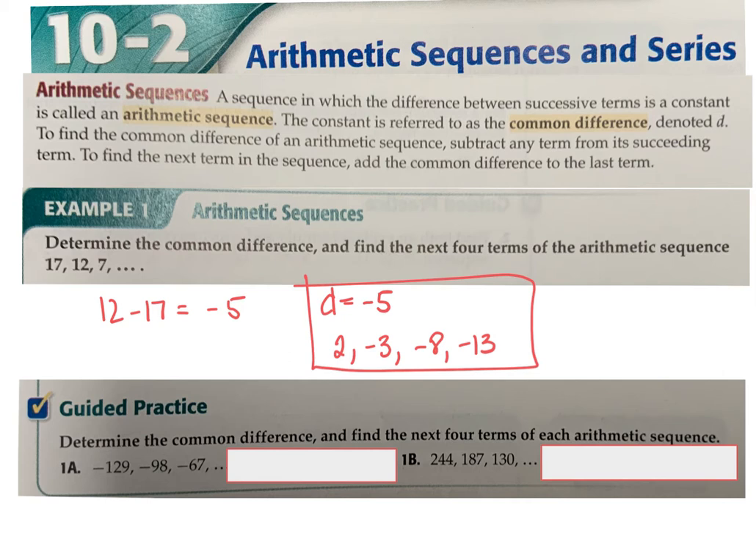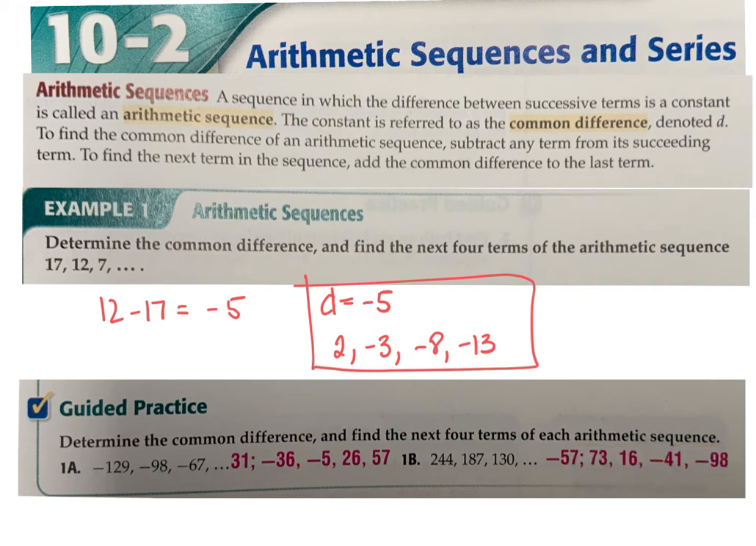All right, check your work. For the first one, you should have gotten a common difference of 31, and then your next four were -36, -5, 26, and 57. For the next one, a common difference of -57, then 73, 16, -41, and -98.